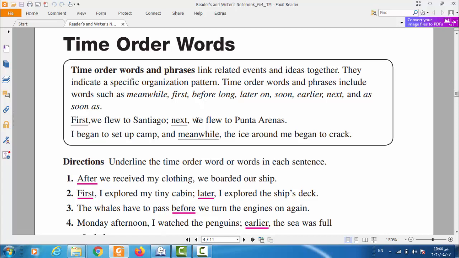How, teacher, do we put them in order? It means I have to show the reader that this happened first, and this happened next, and this one happened at the end, or last. Okay, guys? So we have first, next, meanwhile, before long, later on, soon, earlier, and as soon as. All these words are time ordered words.